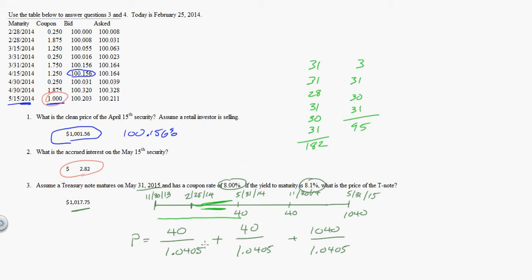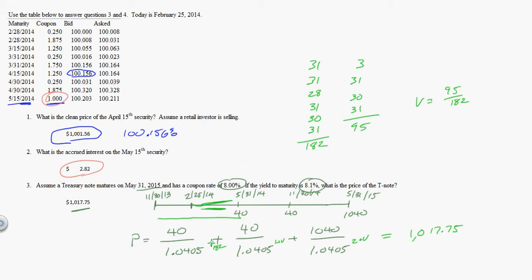So I need to raise this to the power of 95 over 182. Let's just say V is equal to 95 over 182. Whatever that comes out to be is 0.52 or something. So this would be 1 plus V. That would be 2 plus V. And then this should equal 1,017.75. So here's the key part of it.